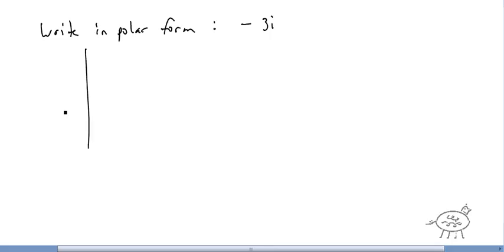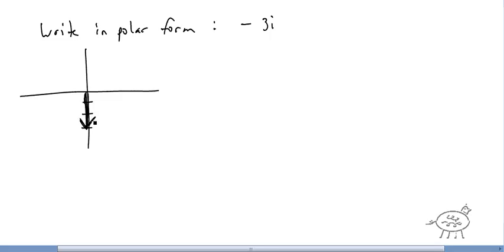Okay, let's try another problem. This is a pretty mellow problem. Write in polar form. And here it is, negative 3i. Well, the first thing we're going to do is we're going to sketch it. It's on the imaginary axis, so we're right here.